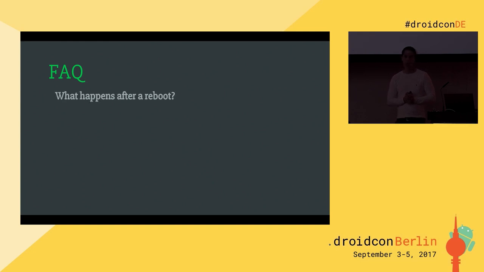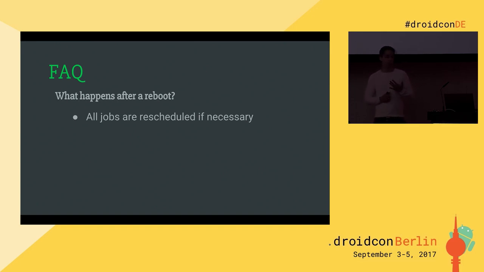What happens after a reboot? Then the library tries to reschedule your jobs automatically. And this needs to be done, for example, if the alarm manager is used. You don't have to worry about a thing. If you want to run a job, then we do all the work for you and reschedule it. And if you really don't want to run the job anymore, then you have to cancel it manually.